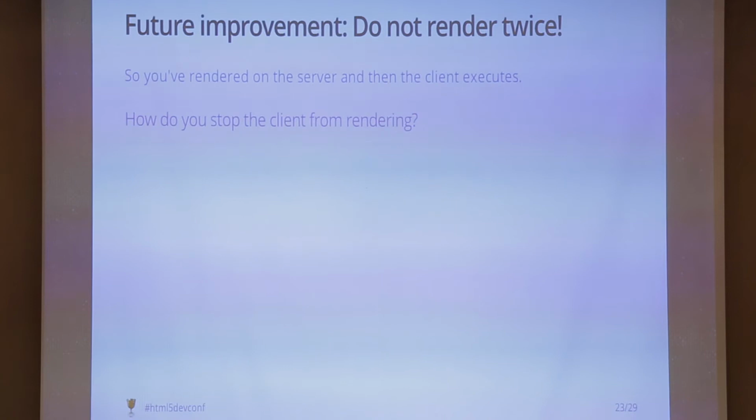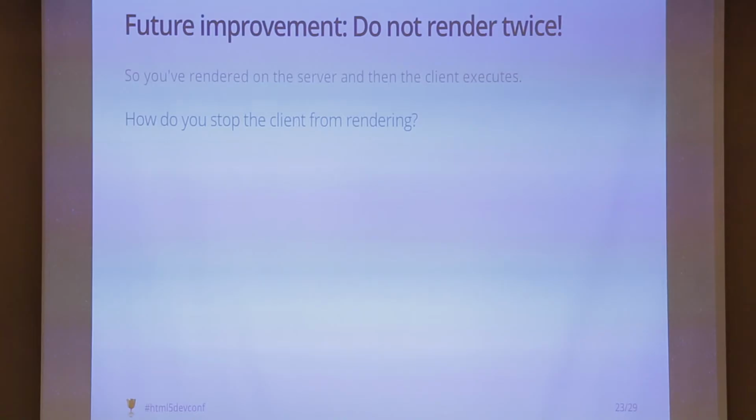One of the future improvements, and something I've experimented with, and I'll show you a work in progress branch that I'm on, is stopping rendering from happening twice. You're running the exact same application on the server and the client. So you've rendered it on the server, you've loaded the application for the first time on the page, but now your application is running again on the client. How does it know not to re-render a second time? Because it's already rendered once on the server, now it's going to slap it again. You're going to get a bit of a flicker.